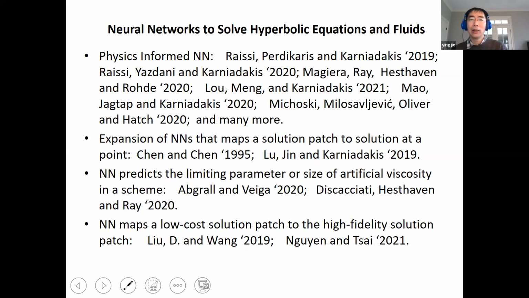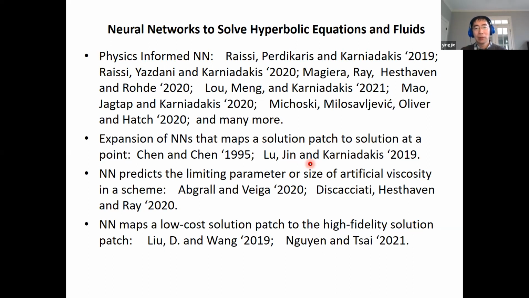So let me briefly mention some prior art. Recently, there are a lot of works using neural network methods to solve, for example, hyperbolic equations, fluids, and PDE in general. For example, the physics-informed neural network by Raissi, Perdikaris, and Karniadakis in 2019 incorporates the PDE into the loss function.